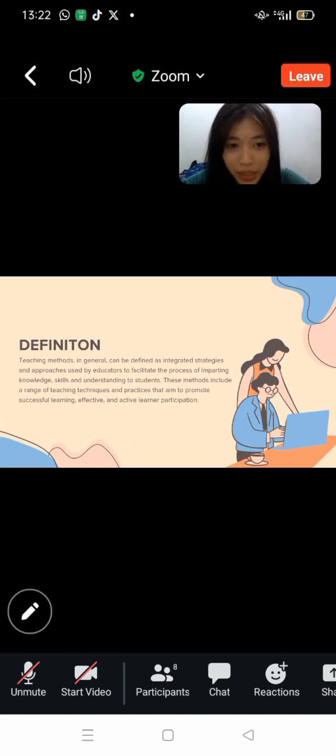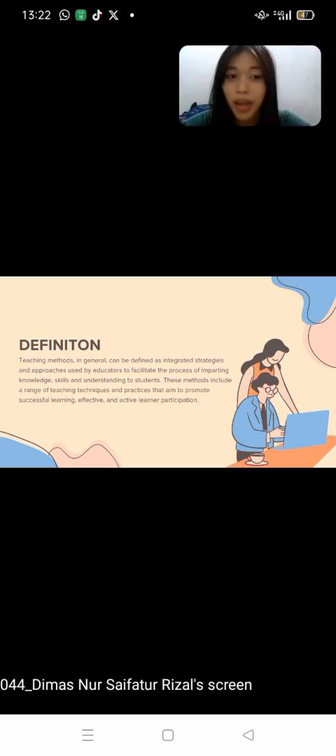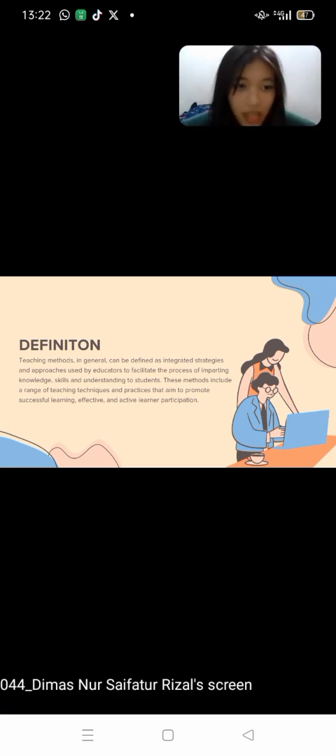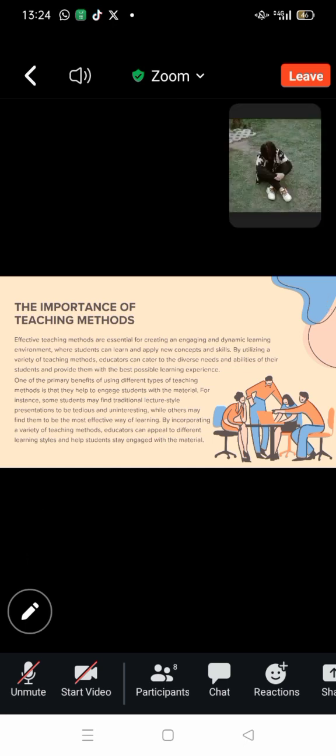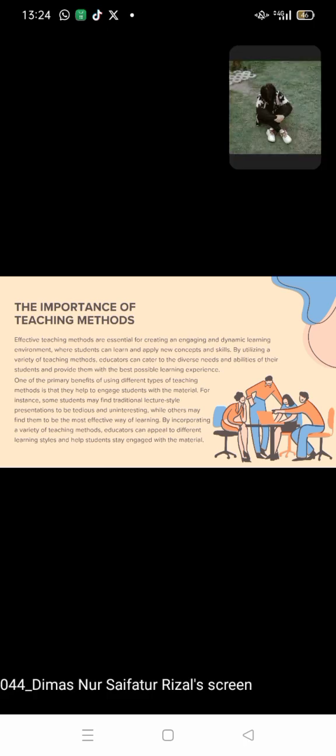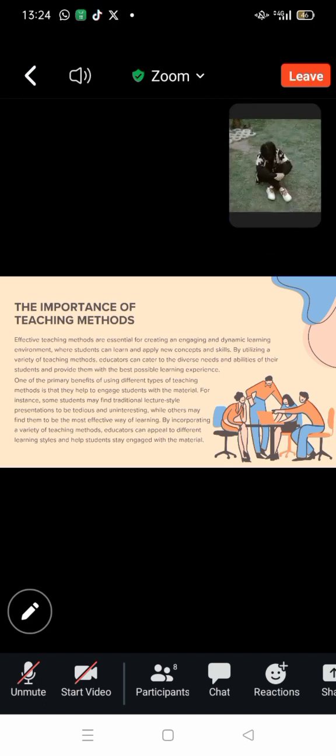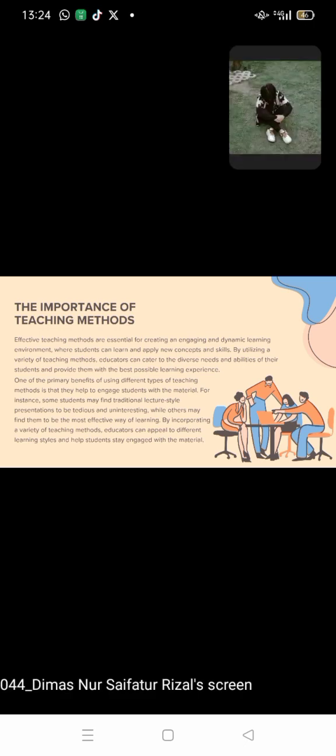These methods include a range of teaching techniques and practices that aim to promote successful learning, effective and active learning participation. So, the second material is the importance of teaching methods. Effective teaching methods are essential for creating an engaging and dynamic learning environment where students can learn and apply new concepts and skills. By utilizing a variety of teaching methods, educators can cater to the diverse needs and abilities of their students and provide them with the best possible learning experience.